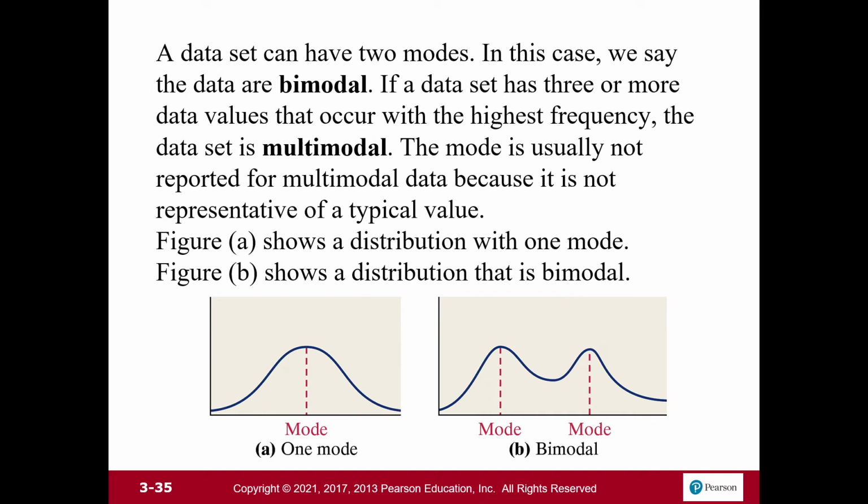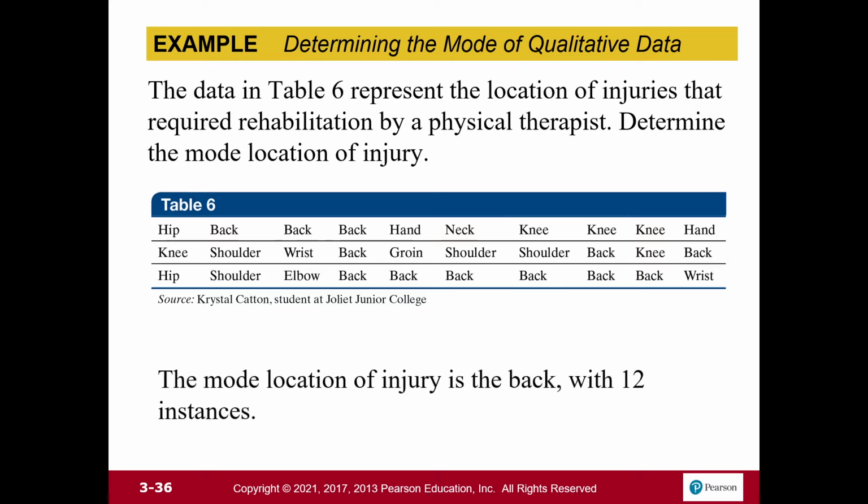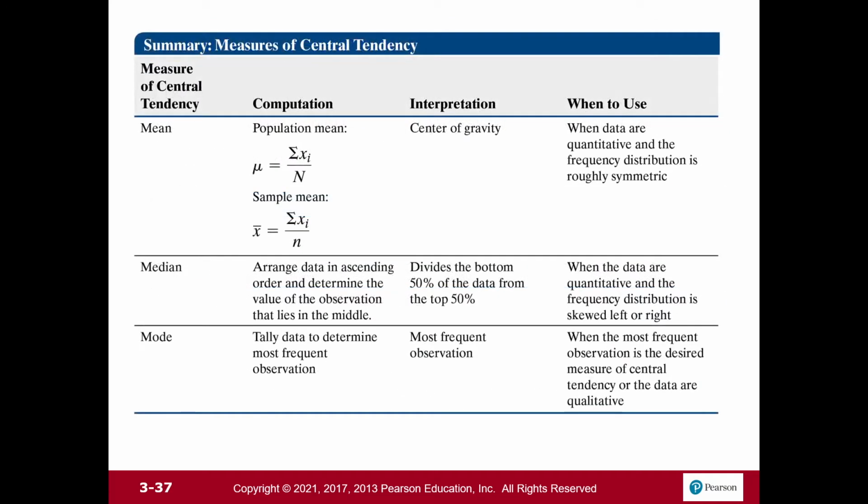Now there is such a thing as a bimodal. If you have 3 or more, you could be multimodal. You can calculate the mode from categorical data as well. The data does not have to be numerical. Looks like back occurred the most, and so back was the mode there.